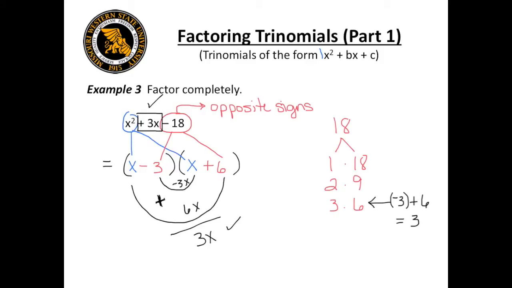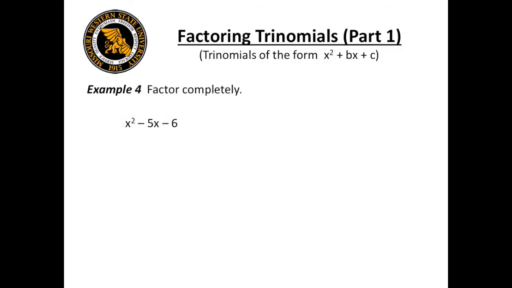This means that we can conclude that x squared plus 3x minus 18 can be factored as x minus 3 times x plus 6. Example 4 gives us the trinomial x squared minus 5x minus 6. Setting up the product of two binomials and placing the factors of x squared in the front of each, we now focus on determining what factors of -6 to put in the back.